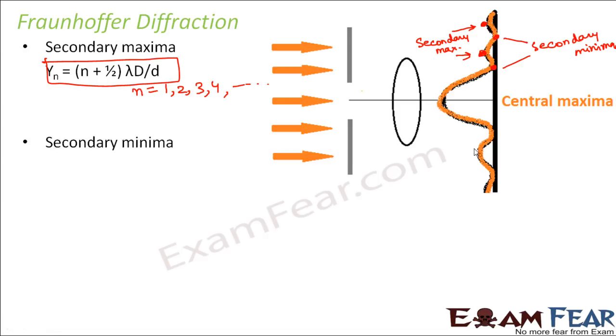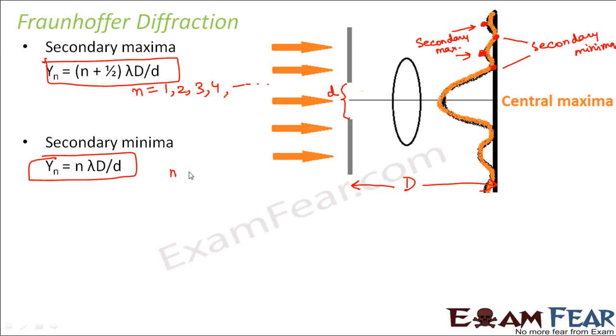Now let's talk about secondary minima. The positions of the points where we get secondary minima are given by y_n equals n lambda D by d. Another thing I forgot to mention: capital D is the distance of the screen from the slit, small d is the width of the slit, and lambda is the wavelength of the light falling on the slit. To find the secondary minima, n again takes values 1, 2, 3 and so on. In this fashion, you can find the positions of the secondary maxima and secondary minima.